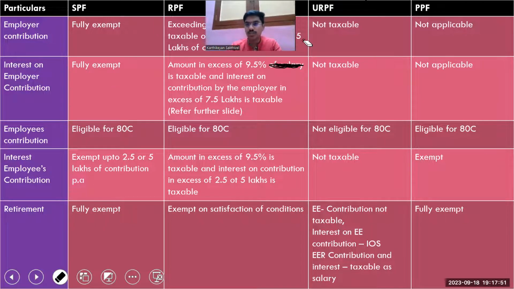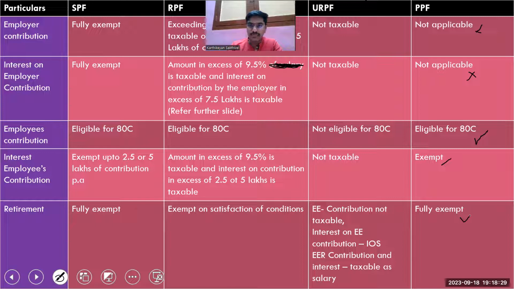Yeah, we'll just go to the fourth point. Fourth point is public provident fund. As far as public provident fund is concerned, we have already discussed that there cannot be an employer, hence there cannot be an employer's contribution. Since an employer and employer's contribution is not available, the first two things do not make any sense. Third point, the employee's contribution, basically that is my self contribution. That is eligible for 80C. Interest on that is fully exempt. And at the time of receipt of the lump sum payment, that is also fully exempt.